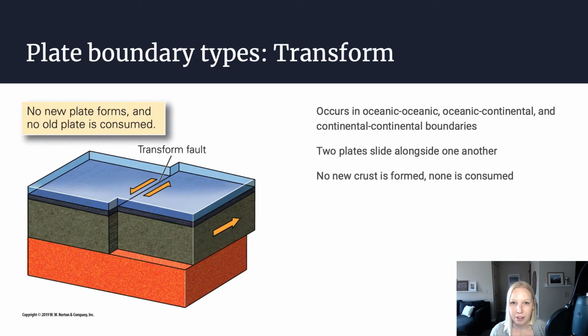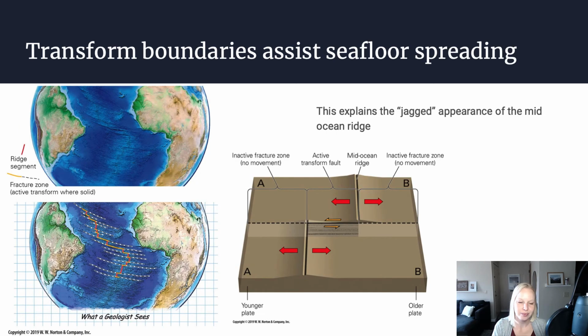Let's talk about our final plate boundary type, and that is the transform plate boundary. And here we have two plates that are sliding side by side to one another, so we don't have any new crust being formed, and we don't have any old crust being subducted or destroyed. One place where we actually see a lot of transform plate boundaries is in the ocean, and this is one of the first places where they were actually identified.